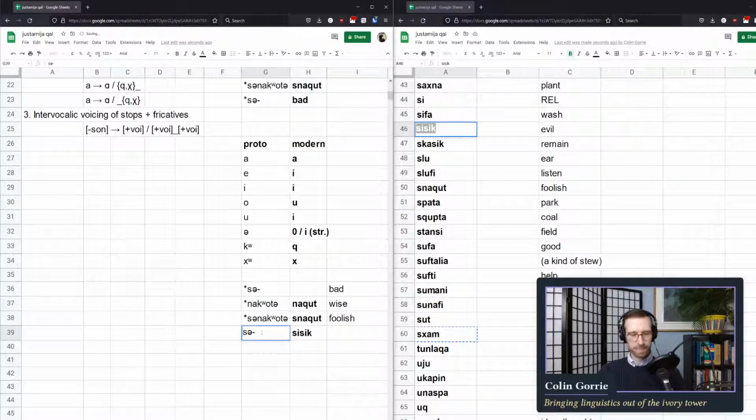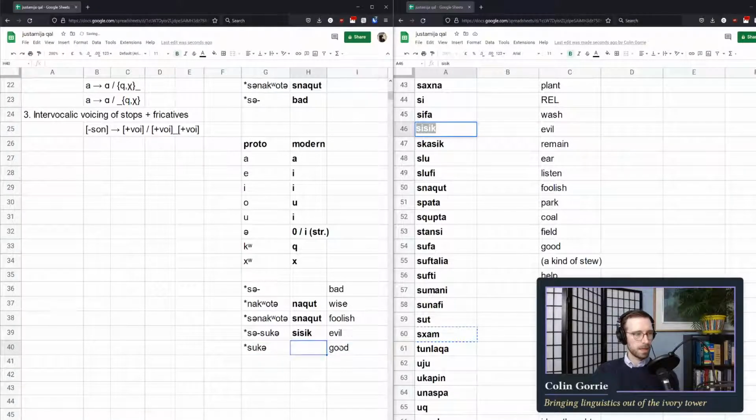So we have s plus maybe something like sasuka. And suka could be good. So this is kind of like ungood. So this is evil, right? Rather, suka on its own is good. And this turns into seek.